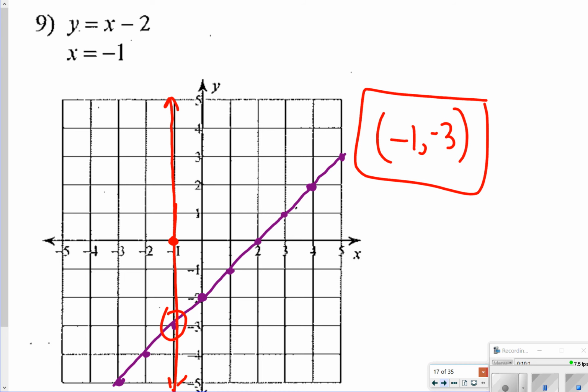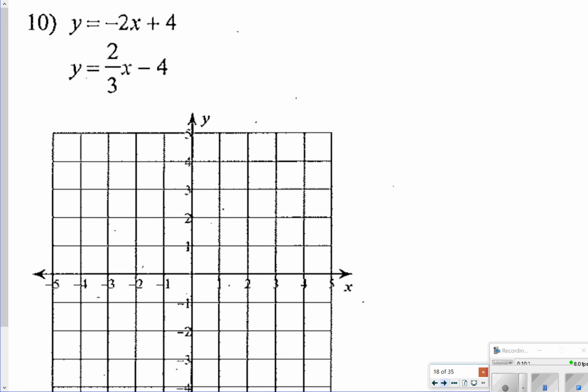Number 10, you're going to do the same thing here. Again, let's start with the first one. My first one, I'm going to have a y-intercept of +4, and my rise over run is down 2 over 1.